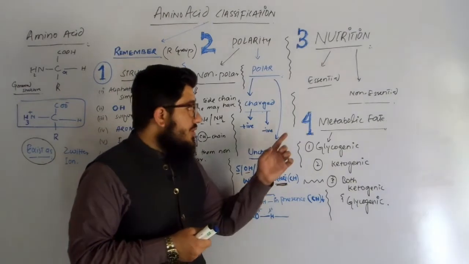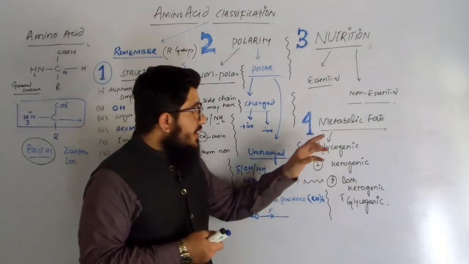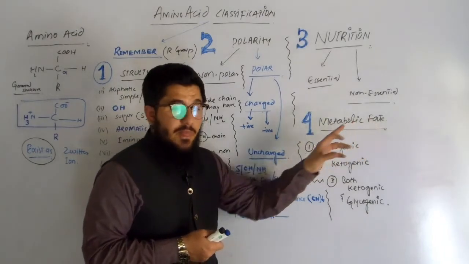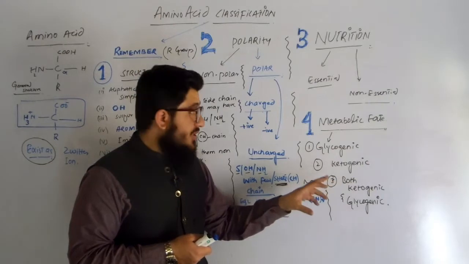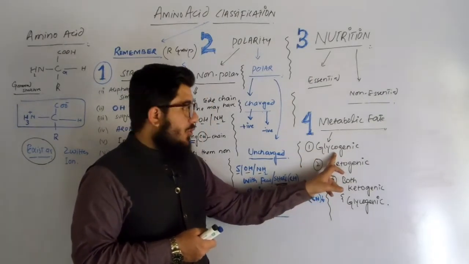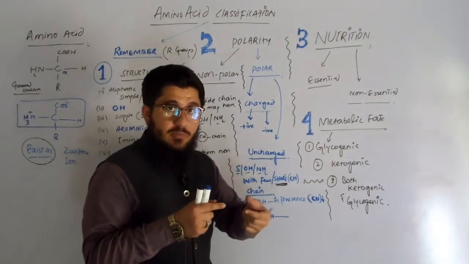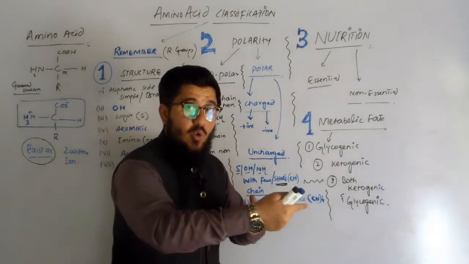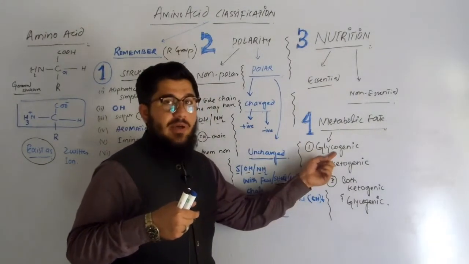Now let's move towards the fourth type of classification of amino acids, that is based on metabolic fate. According to this classification, we'll classify the amino acids into three. One, two, three. Glycogenic amino acids, the very first one. When an amino acid on metabolism produces glycogen or glucose, such amino acids are known as glycogenic amino acids.